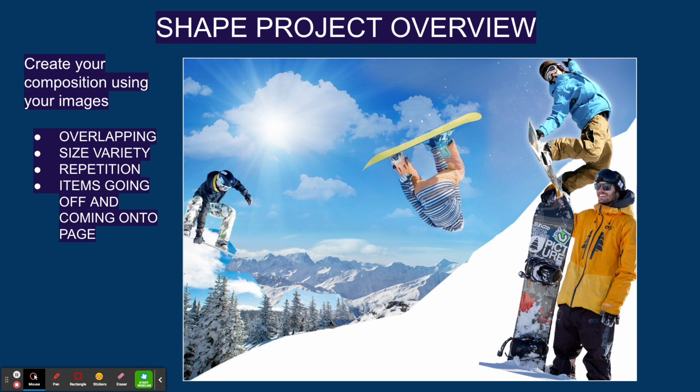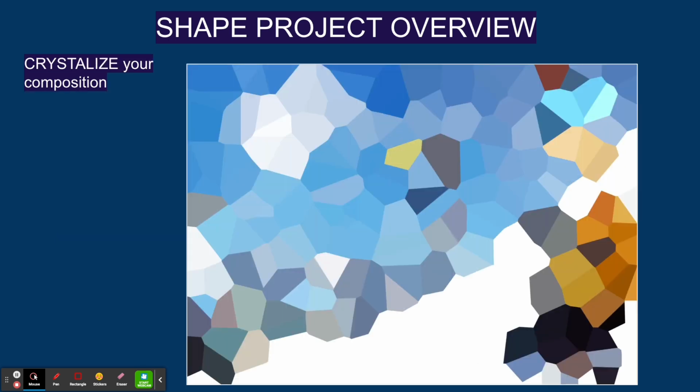All right, so that is a finished composition, and then you do that to the composition, which is the crystallize filter. And then you basically do the project. And like I said, I just finished this, so I haven't started turning this into a project yet. But that is a basic, quick overview of the shape project. The rest of the videos, there will be very detailed demonstrations on how to do the project.